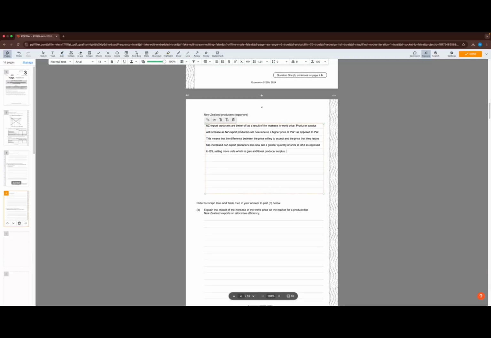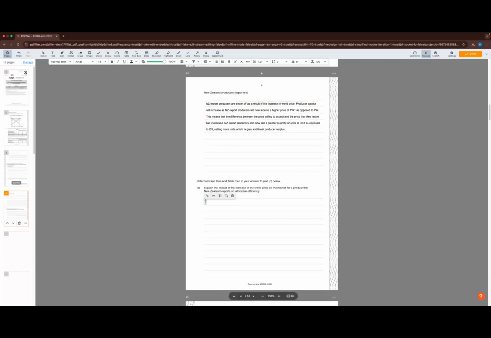Alrighty, so coming on to part C here, we're looking at the allocative efficiency. The market has stayed allocatively efficient the entire time, guys, in both instances. When the world price increased, both surpluses are still maximized. So the market has been allocatively efficient throughout, but we just need to put that into some words.